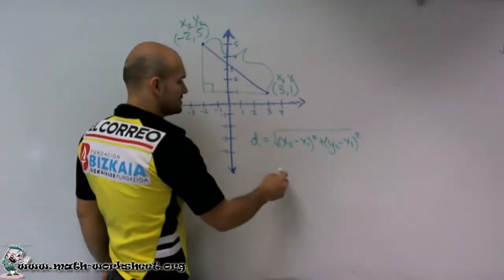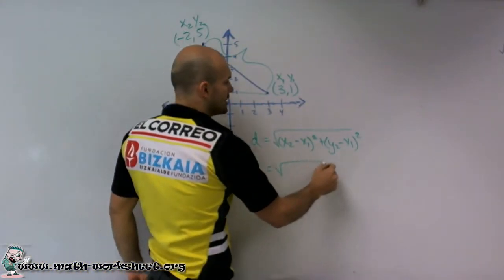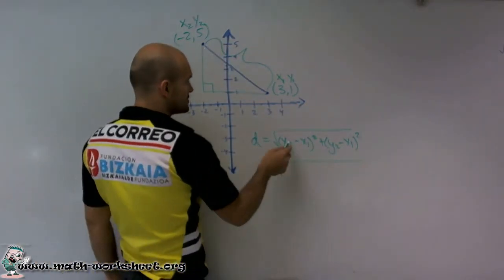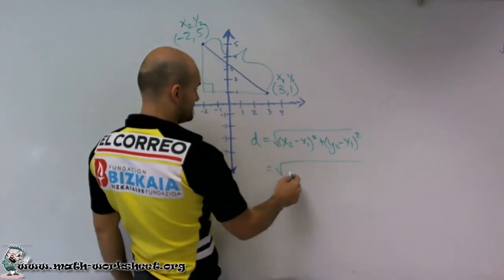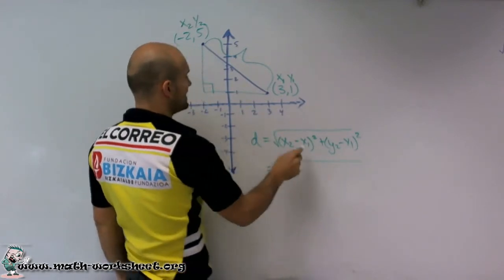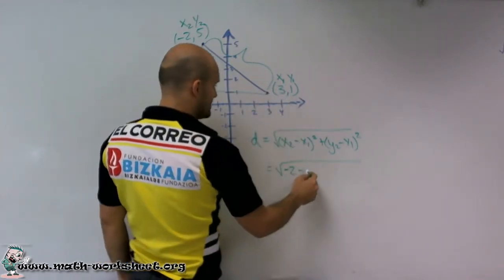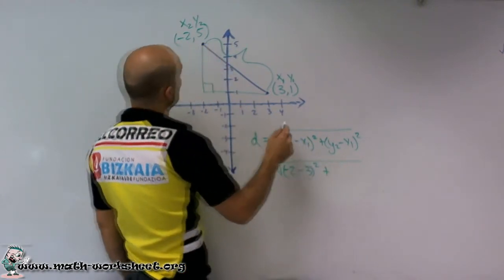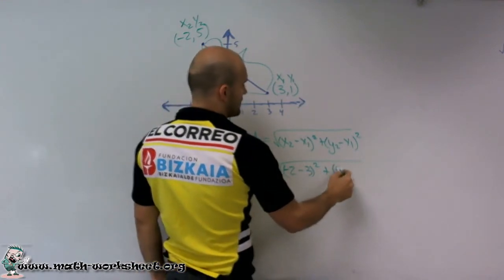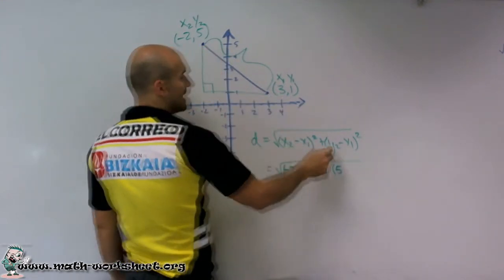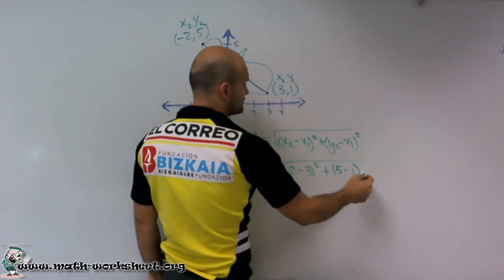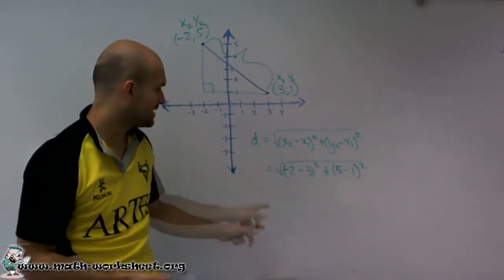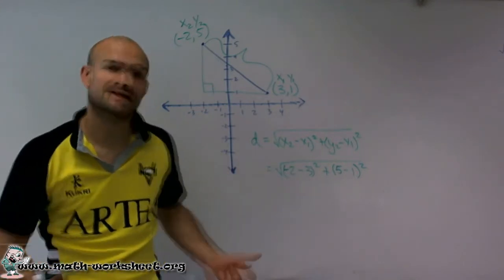So now what I'm going to do is I'm just going to plug in my values into my formula. So x2, I said, was -2 minus x1, which is 3, square that, plus y2, which is 5, and minus y1, which is 1, squared. Okay, so now I just need to do a little simplifying. So I have -2 minus 3, which is -5.